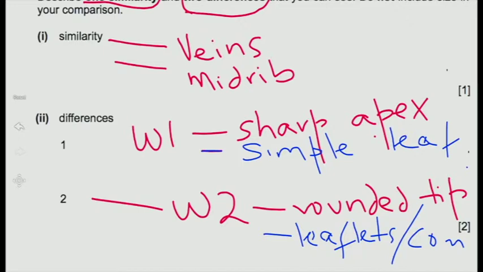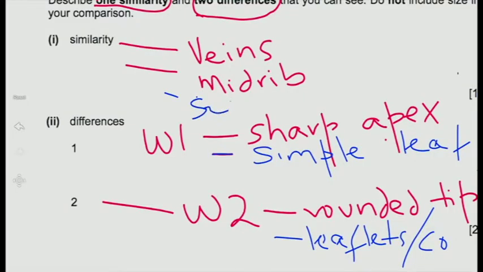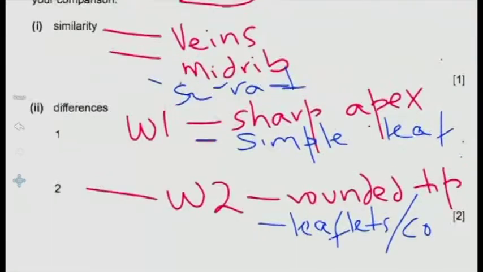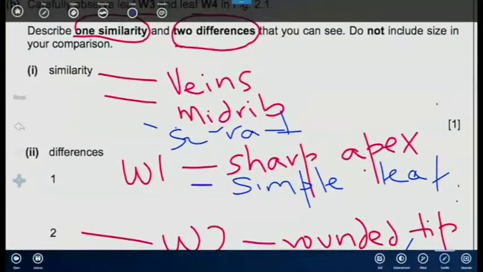The serration, that's a similarity because both leaves were serrated at the sides. So you can write that one here: both leaves are serrated at the sides, you know. With that, let us go to the next part of the question, which is question number 4.